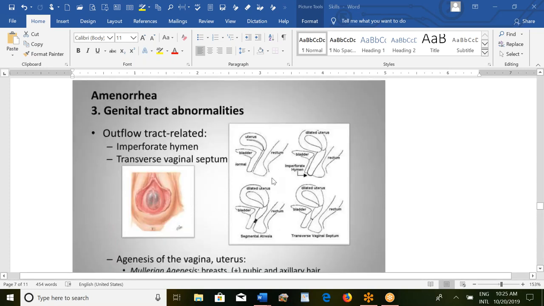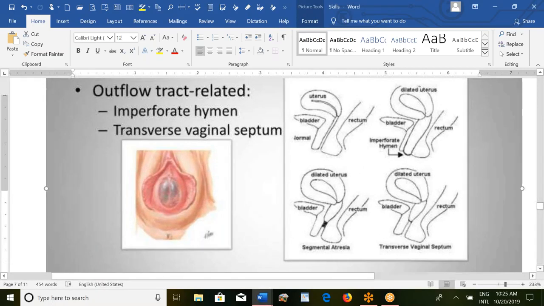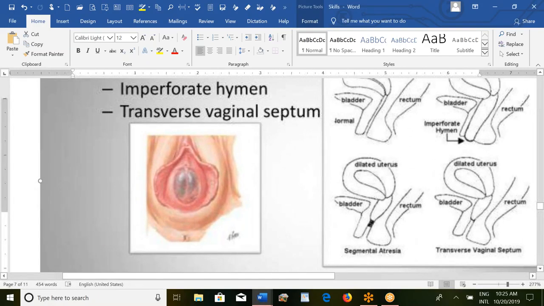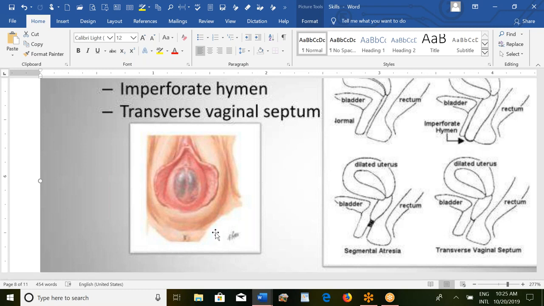Yes, Dr. Aisha. What do you see here? Here I can see the imperforate hymen. Okay, so how can your patient present? Patient will basically be a young female in the age of puberty, and she will present with cyclical pain or pain in the lower abdomen or urinary retention, and she can have severe pain also.